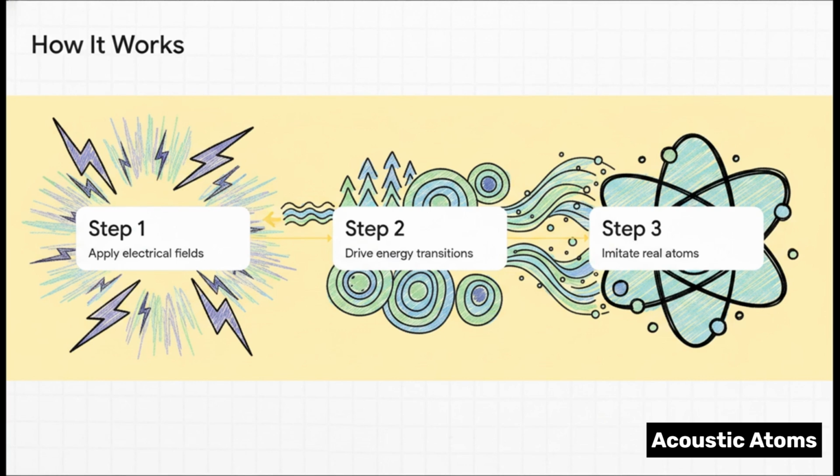Step 1. The researchers apply electrical fields directly to the device. Step 2. Those electrical fields are used to drive transitions between distinct acoustic energy levels inside it. And finally, Step 3. Through those forced transitions, the acoustic waves successfully start imitating the controllable behaviors we see in real atomic systems. They are effectively forcing sound to act like distinct atomic energy levels, creating a perfectly controlled environment right there on the chip.